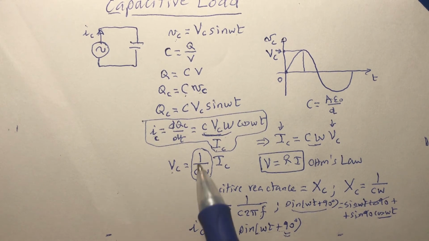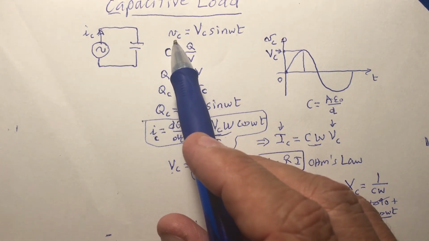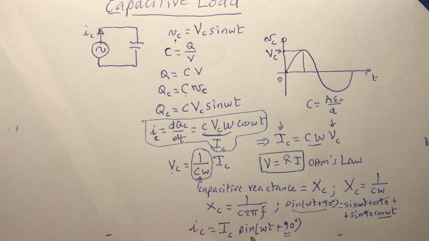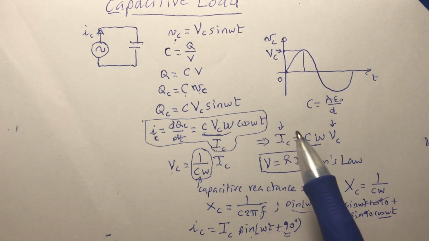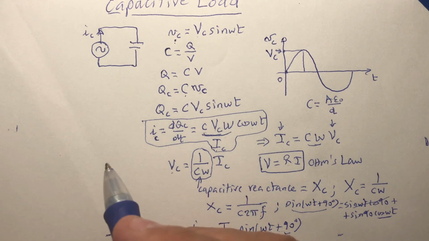So instead of putting the cosine here, I can put the sine with 90. So now, let's look at the voltage here. This voltage is variable. This is amplitude, and I have sine omega t. Here I have a current, amplitude, sine. So I have sine, but I have 90 degrees. So what happened in this situation is the current and the voltage are not in phase. There is a 90-degree difference between them. So we need to look at the phasors.